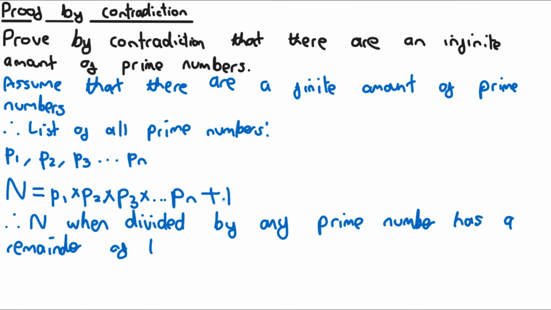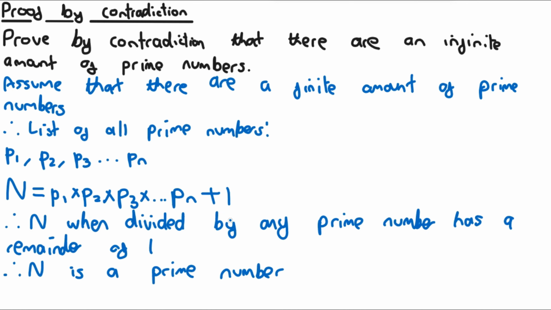So therefore, as n, when divided by any of the prime numbers, has a remainder of 1, therefore n is a prime number. Now this might be a bit of a jump in logic in terms of what's going on. Well, basically this is the case because n cannot be divided by any of the prime numbers now, as we said, because it has a remainder of 1.